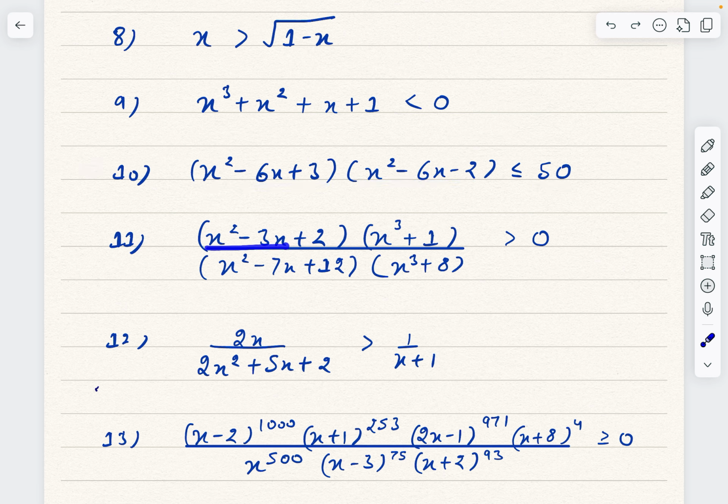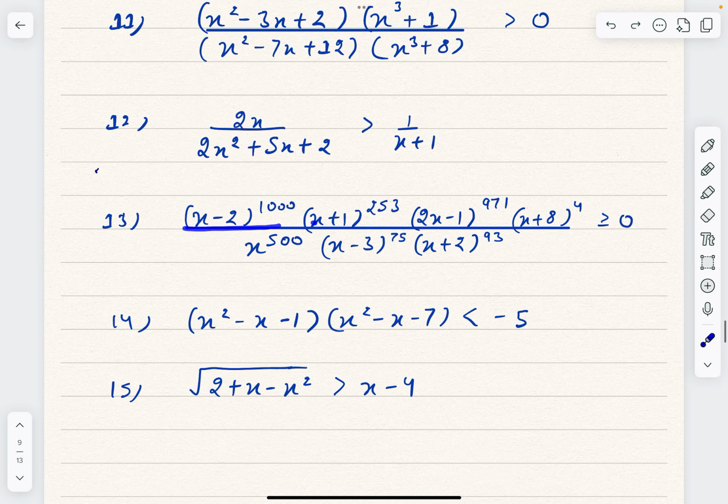11th, x square minus 3x plus 2 into x cube plus 1 by x square minus 7x plus 12 into x cube plus 8 greater than 0. 12th, 2x by 2x square plus 5x plus 2 greater than 1 by x plus 1. 13th, x minus 2 power 1000, x plus 1 power 253, 2x minus 1 power 971, x plus 8 power 4 by x power 500, x minus 3 power 75, x plus 2 power 93 greater than or equal to 0.